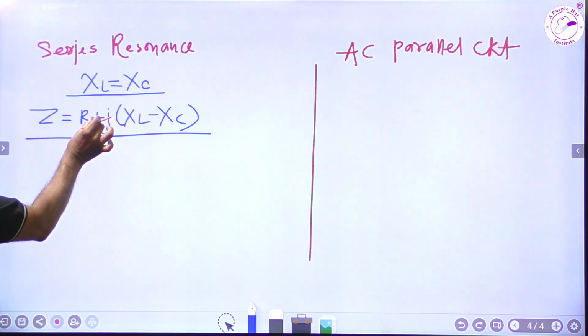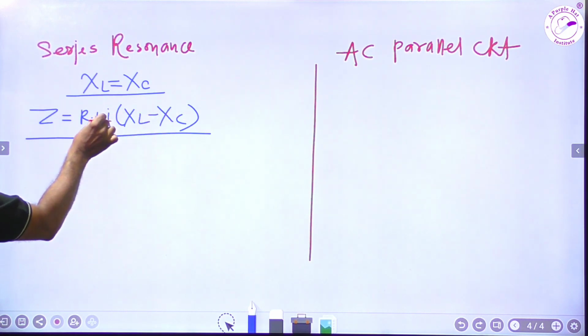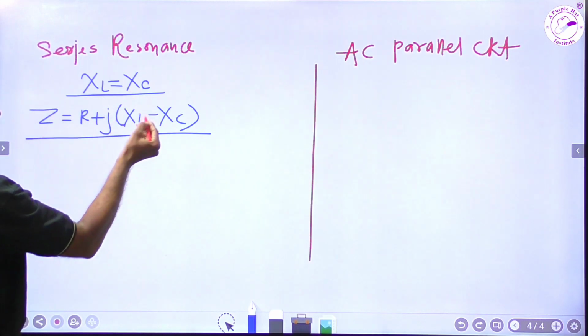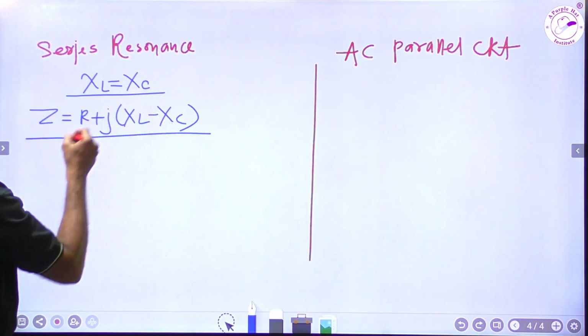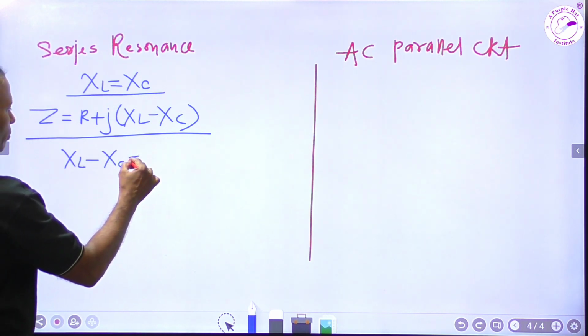This difference decides the sign: if XL is larger, it is positive; if XC is larger, it is negative. Now in this equation I am considering only XL minus XC, so I will equate XL minus XC with 0.